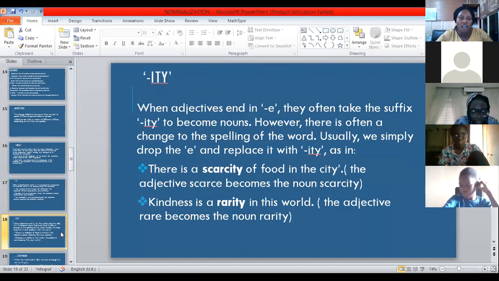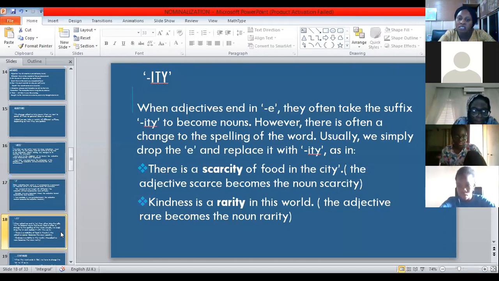Now we go to the addition of ity. When adjectives end in e, they often take the suffix ity to become nouns. However, there is often a change in the spelling of the word. Usually, we simply drop the e and replace it with ity. Look at the examples on the screen. There is a scarcity of food in the city. The adjective scarce becomes the noun scarcity.